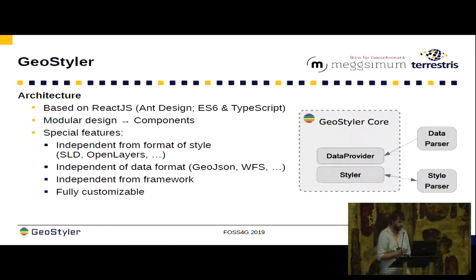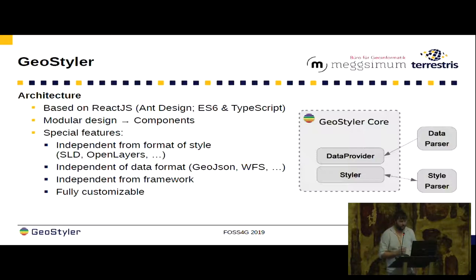So let's talk a little bit about the architecture we have. We have something that we call GeoStyler Core, which has a data provider, which has a styler. So we founded our own styler, our own style. I'm going to talk about that on the next slide. And in this core, we have something we call components. And these components, for instance, are UI elements, user interface elements. So you have a symbolizer. You can choose your symbol and set the outline of the symbol, size of the symbol, transparency, and stuff like that.